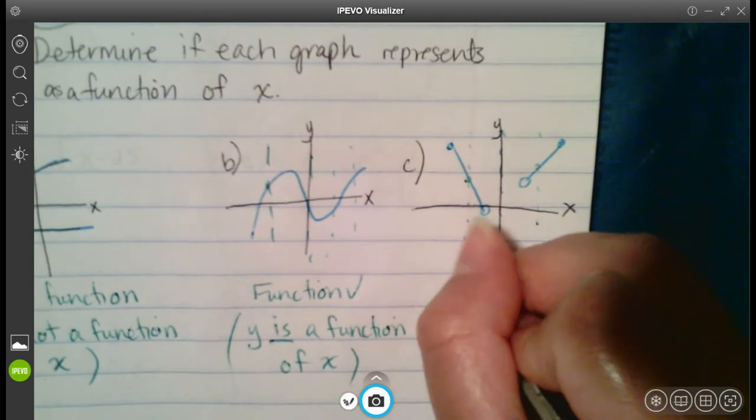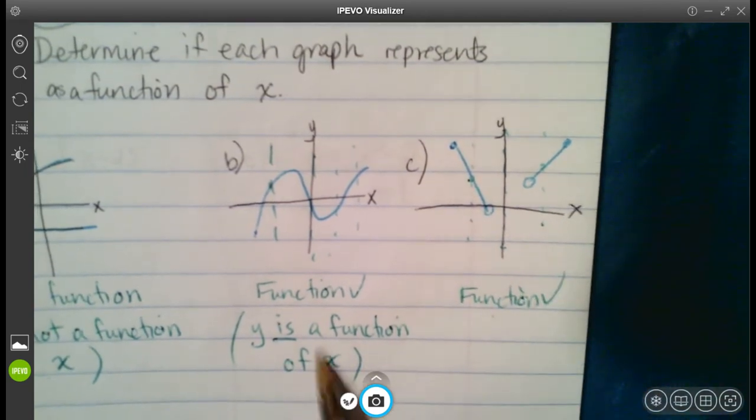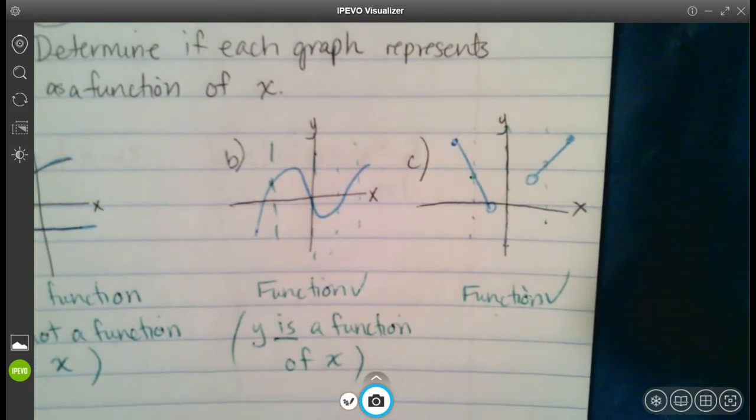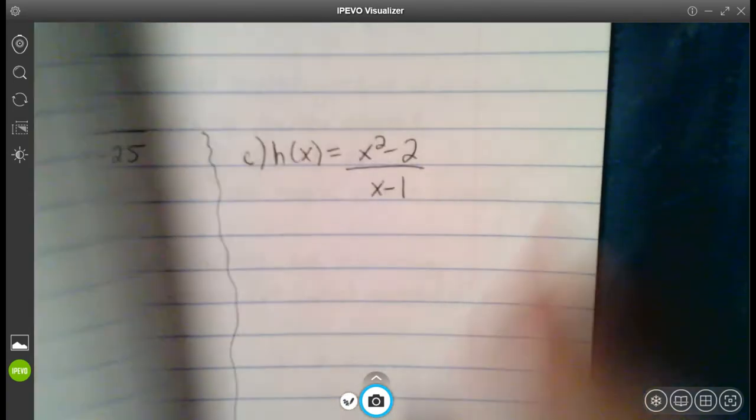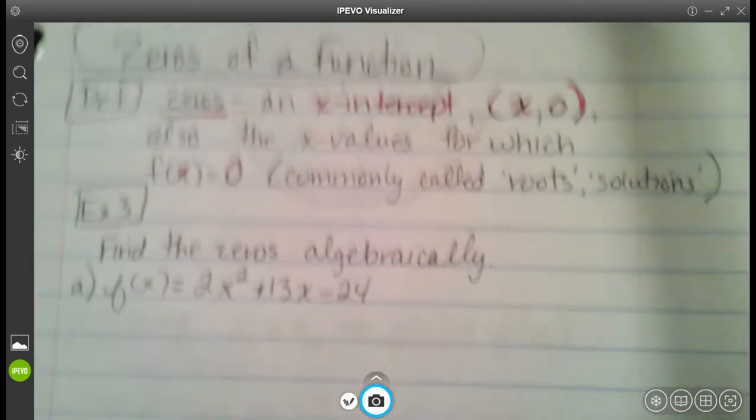So this one would be a function also, for the same reason as this. Y is a function of x. Okay. So far, so good. So far, these are easy things. So let's go ahead and look at a few more examples on how to analyze our graphs.